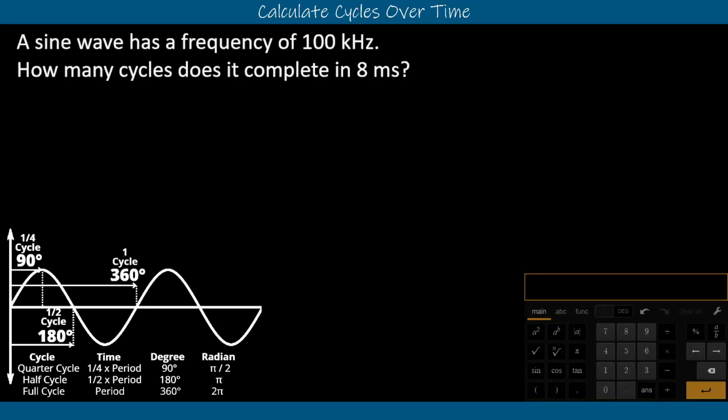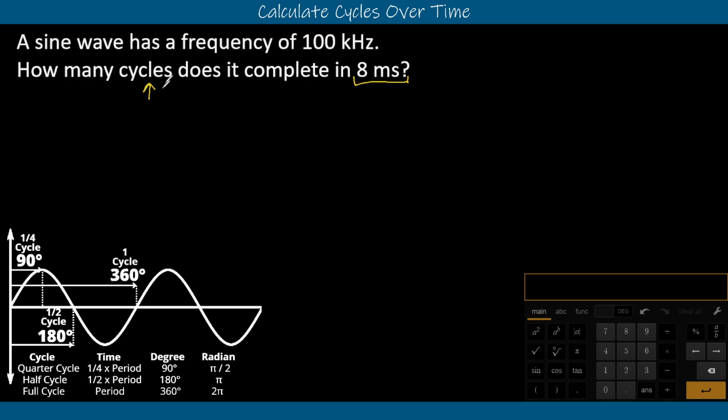Hello and welcome. In this example, we're going to look at what our waveform that they gave us here is going to do for our cycles in a very specific time frame. Right, so first thing we need to do is figure out how long our cycles are, because once we figure that out, we can tell how many times that happens in this length of time, right?